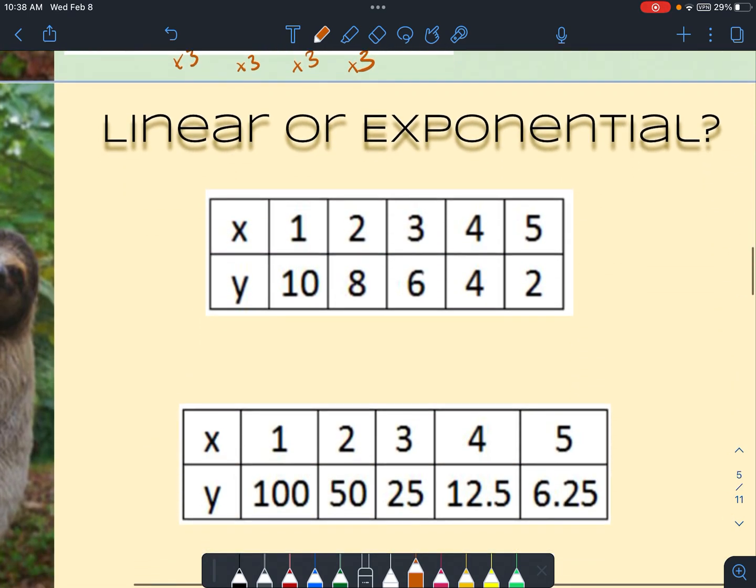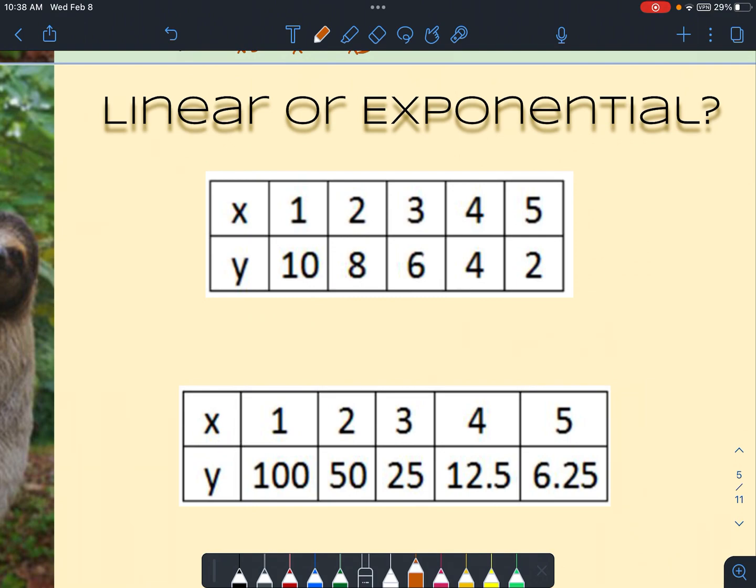Okay? And then in class, we had an opportunity where kids could do this on their own. A lot of the kids would notice that we're subtracting 2 in the y value each time. So this is going to be linear, right? You can view that as you're subtracting 2, or you can view it as you're adding a -2 each time. Either way, we're technically still adding.